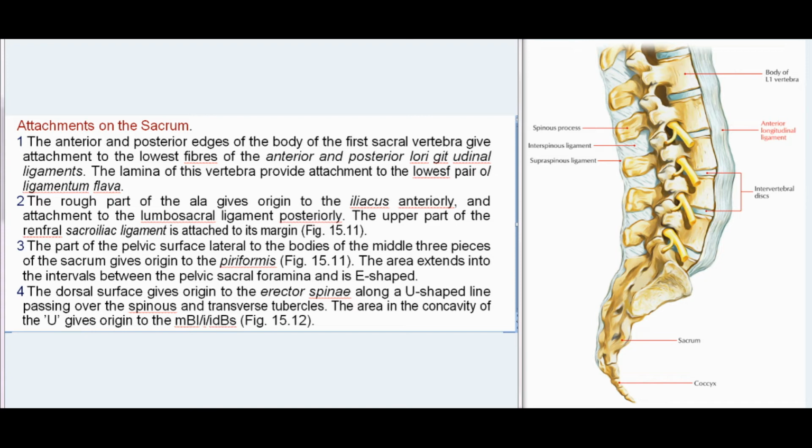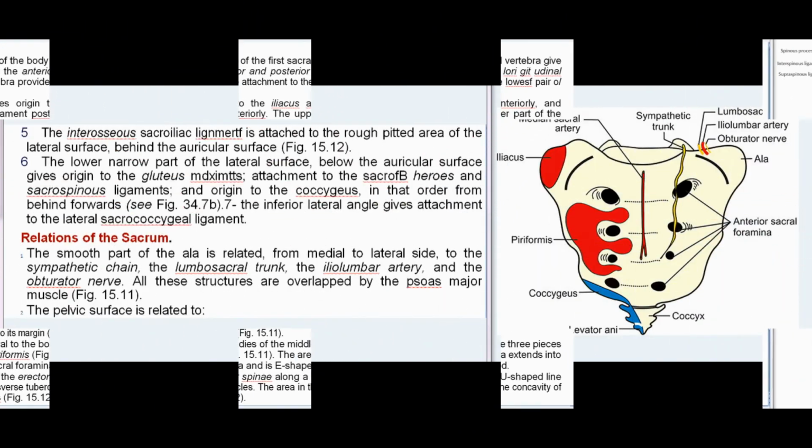The area extends into the intervals between the pelvic sacral foramina and is E-shaped. 4. The dorsal surface gives origin to the erector spinae along a U-shaped line passing over the spinous and transverse tubercles. The area in the concavity of the U gives origin to the piriformis, Fig 15.12.